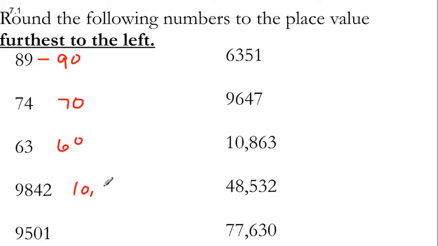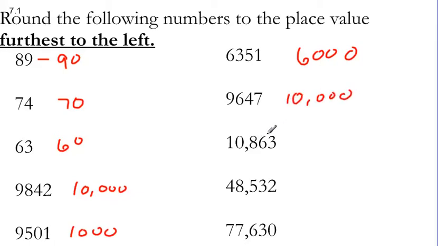9,842 becomes 10,000. 9,501 becomes 10,000. 653 becomes 6,000. 9,647 becomes 10,000. Here's what caught a few students off guard. 10,863 becomes 10,000. Some students said this was 11,000 before, but it is not. It is 10,000. 48,532 becomes 50,000. And last but not least, 77,633 becomes 80,000.